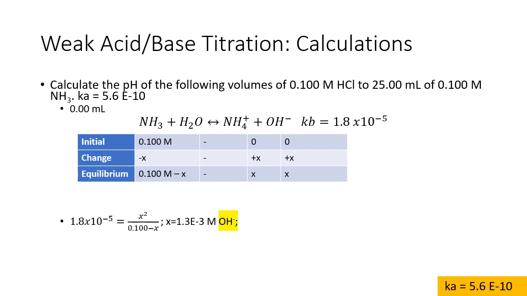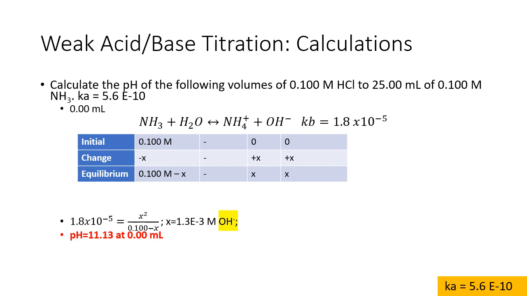And I highlighted OH minus because that is important. When we use the base ionization, we get the hydroxide concentration, which will not give us the pH. So we do 14 minus the negative log of the hydroxide concentration in order to find pH. And at our starting point, the pH for this particular solution will be 11.13.